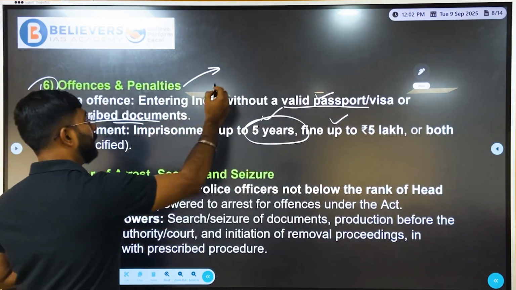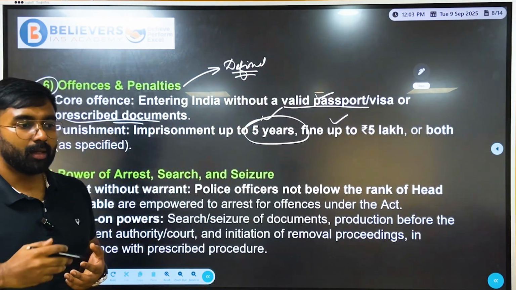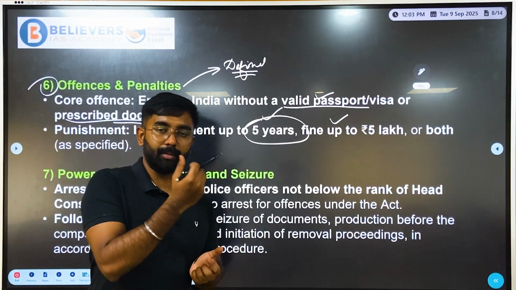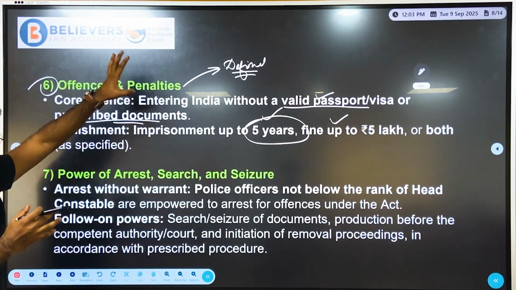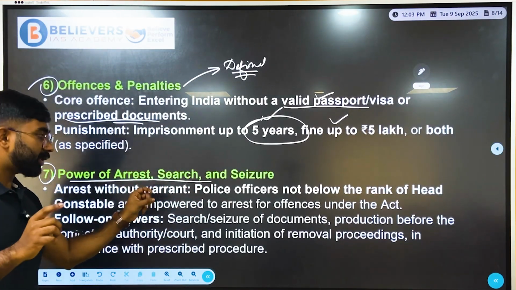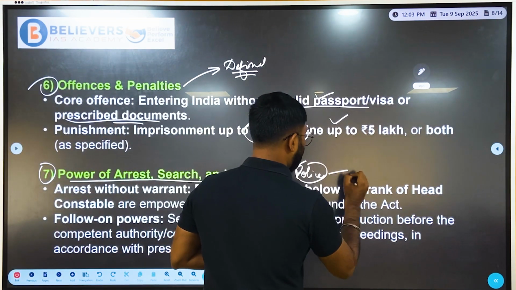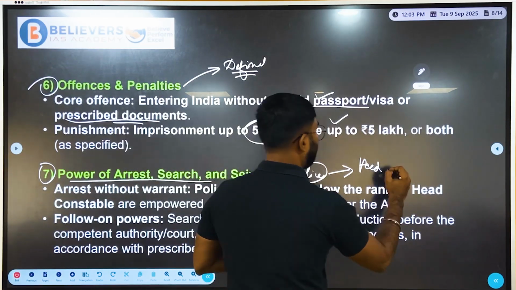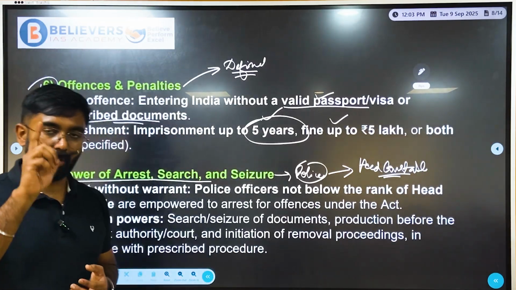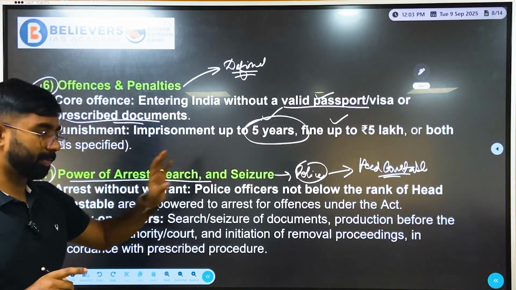And also it has clearly defined a few other offenses, like for example, giving fake documents, right? Overstaying beyond the limit that has been prescribed, right? So all of these things are also being put under this. Then it even extends the power of arrest, search, and seizure to the police department. And now it says that an officer of the rank of head constable or above can make an arrest even without a warrant.